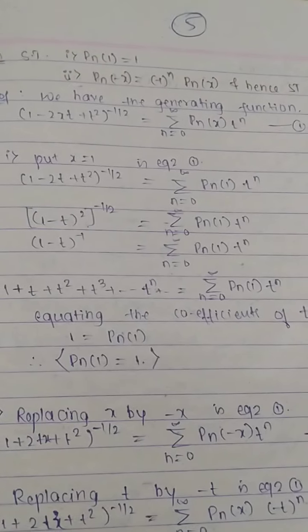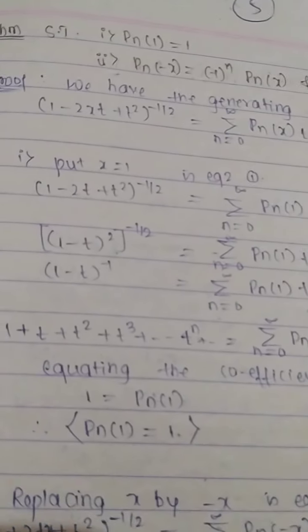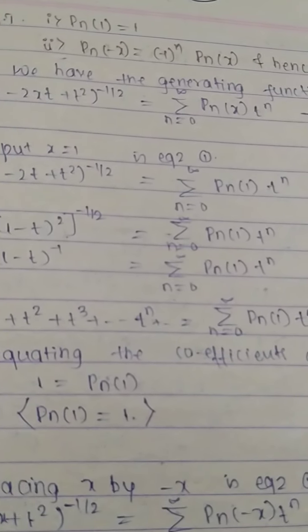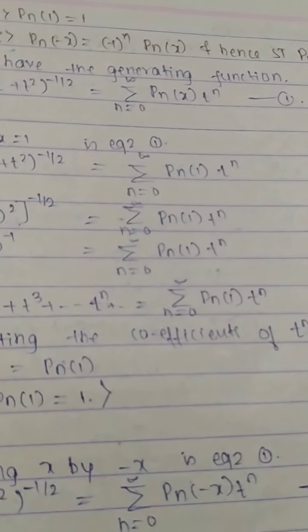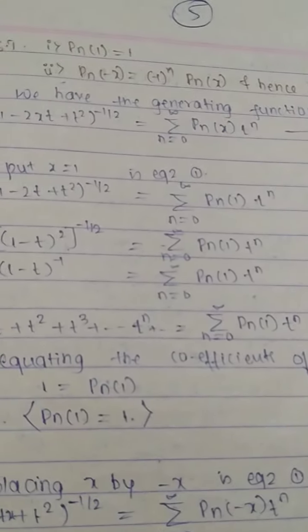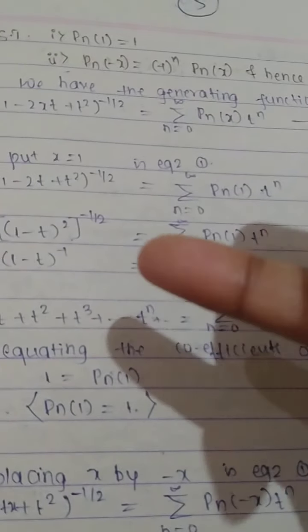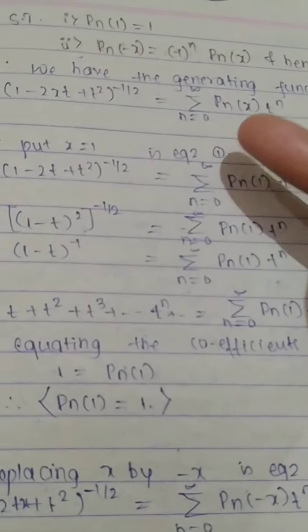Okay, so what is the value of the generating function result? We have derived the expression for the generating function, and that is nothing but 1 minus 2xt plus t square to the power minus half is equal to summation n is equal to 0 to infinity Pn of x t raised to n. I will call it equation number 1. So to calculate the first result, that is Pn of 1 is equal to 1, I need to substitute x is equal to 1 in this particular result.